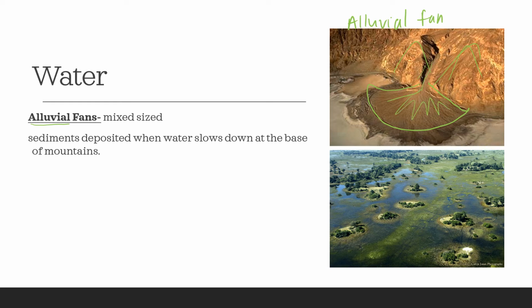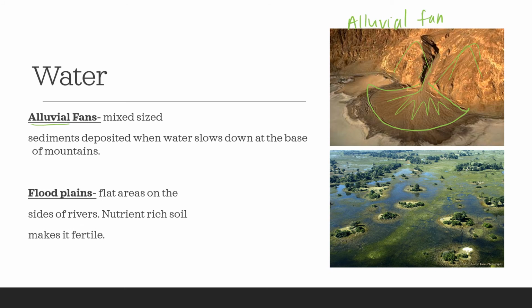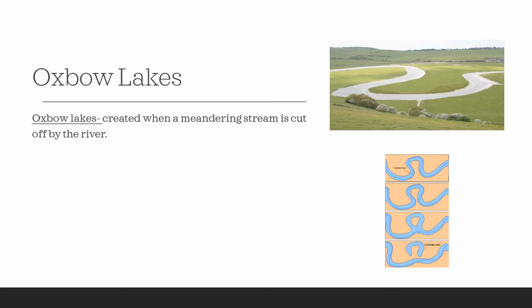Mixed sediments. Okay, a floodplain is the flat areas on either side of rivers. They have nutrient-rich soil, which makes it really fertile. We live next to rivers here in York County, so we kind of live on a floodplain. If you live in a flood zone, you definitely live in the floodplain. And this is a picture of a floodplain. It floods.